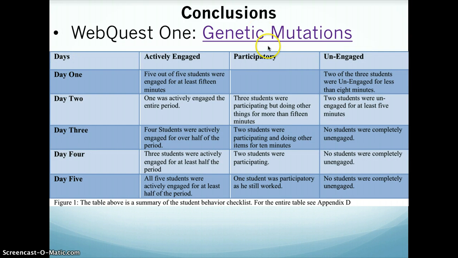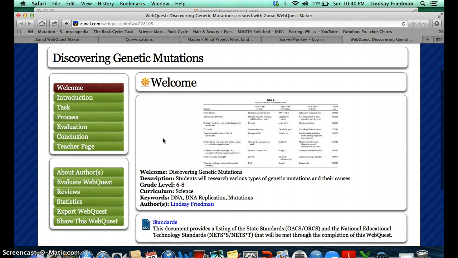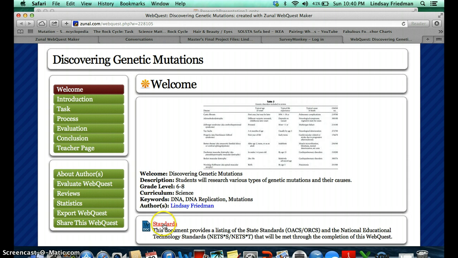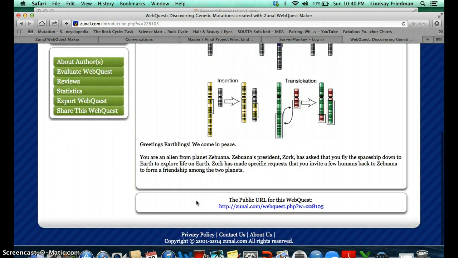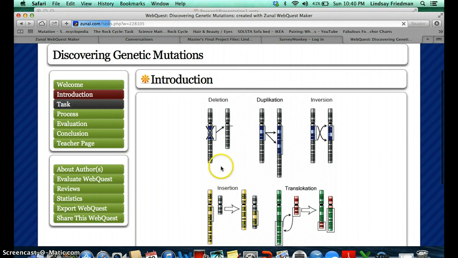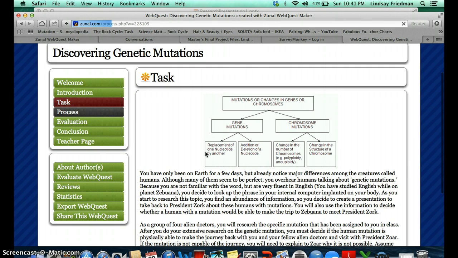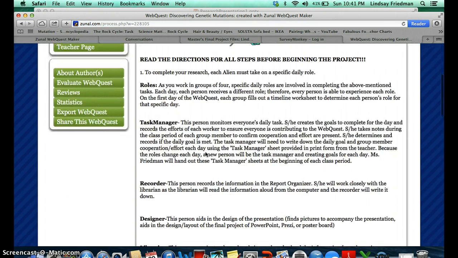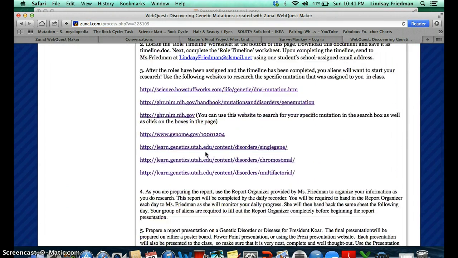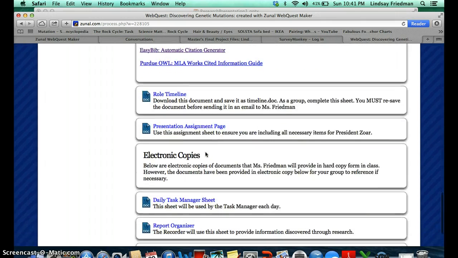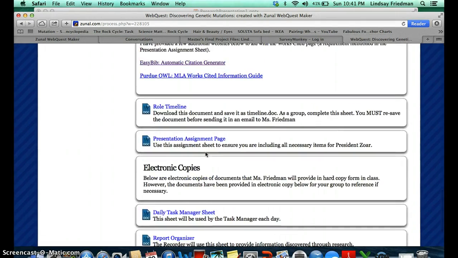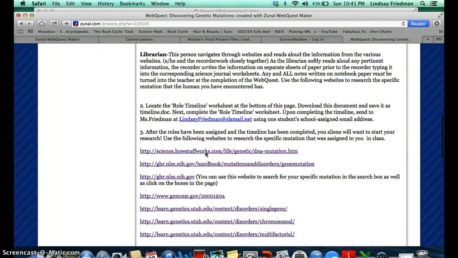The first WebQuest was based on genetic mutations. And the first WebQuest, this is what it looked like on the home page. I included all the standards that are covered. I took the students through an introduction. There was a task process that gave the overall outcome. The process page defined each item they had to complete and how to complete the tasks. I also had some electronic copies of documents they needed to look at.